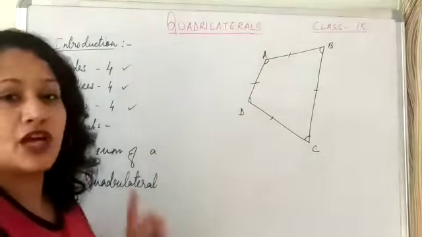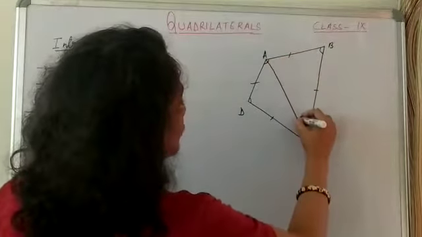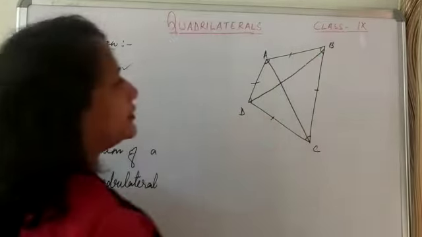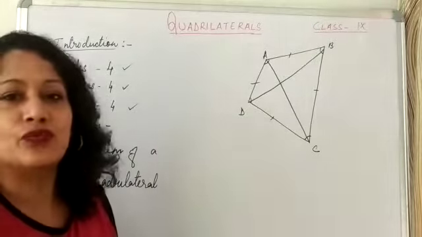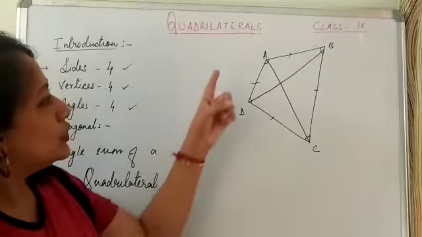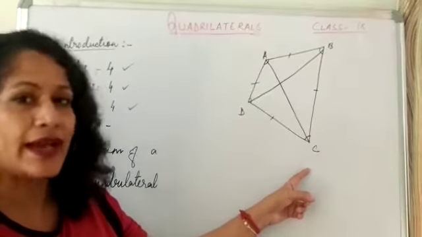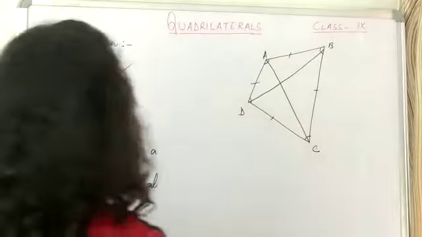Done. Now diagonals. How many diagonals can we draw here? We can draw 1 and 2. Students, what is the definition of a diagonal? A diagonal is a line segment which joins 2 vertices which are not adjacent. Here we are getting one pair of diagonals, that means 2 diagonals, right?